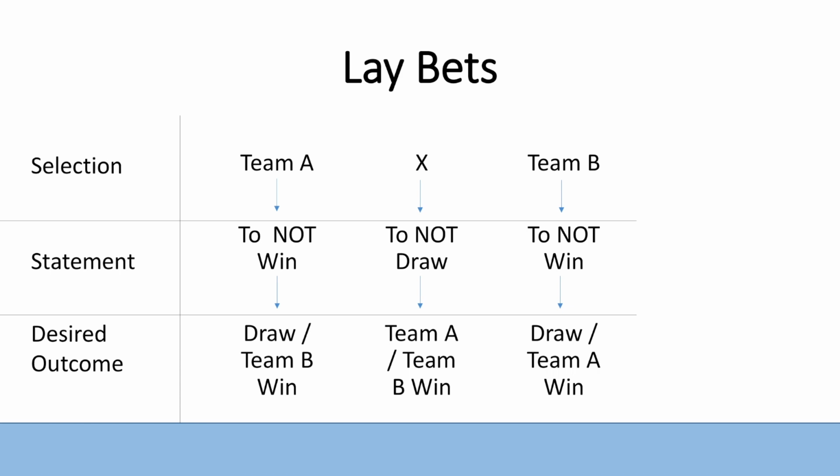The second type of bet is a lay bet, which is essentially acting as the bookmaker and accepting somebody's bet by saying that something will not happen. So for example, now when we choose Team A, we are stating that Team A will not win. The desired outcome for this bet then would be for the draw or for Team B to win. If this happened, we would have a winning lay bet.